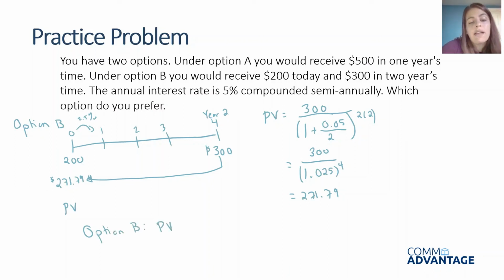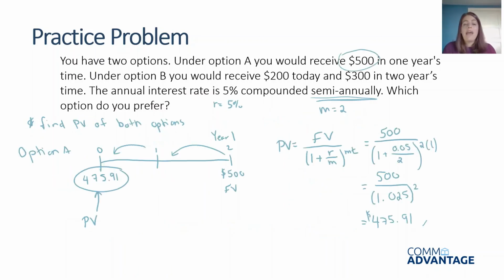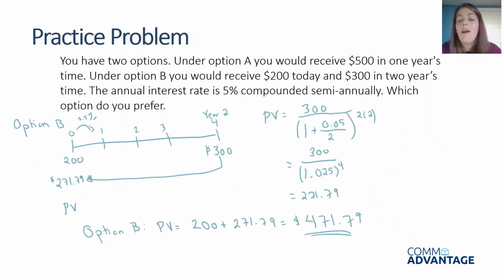So for option B, the present value is going to be that $200 that we get today and that $300, bringing it back into today's terms. So in total, it's worth $471.79. And as we saw, option A was worth $475.91. So we're going to want to pick option A. It's worth more in today's dollars.